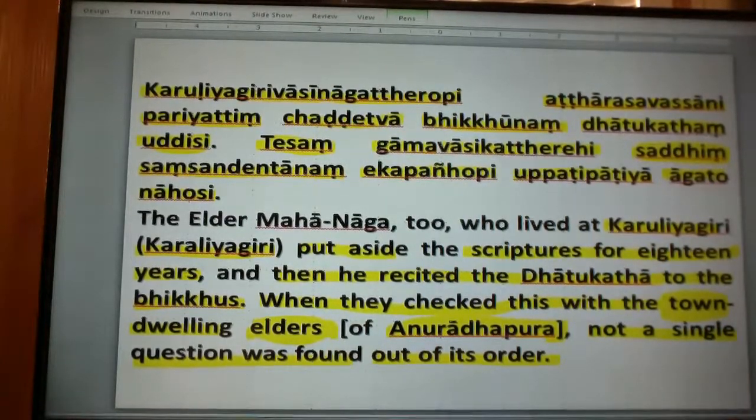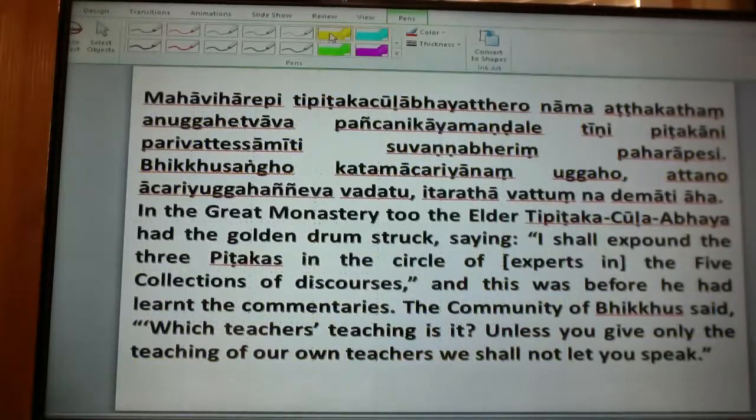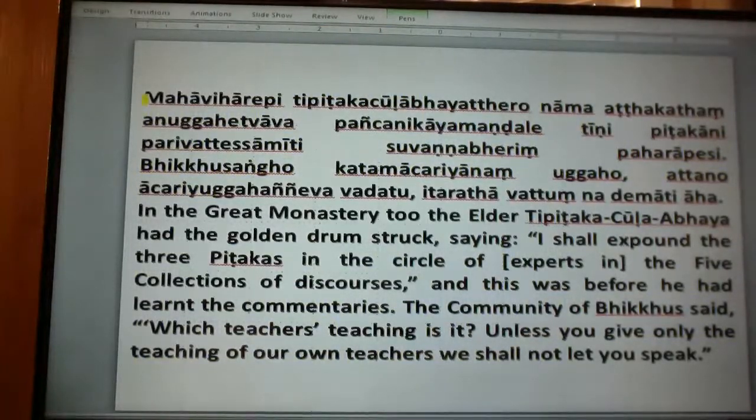Okay, so we continue. Another story is Maha Viharipi. Maha means great or big. Vihara means a temple or monastery. So big temple or great temple. Anyway, you can translate it like this.